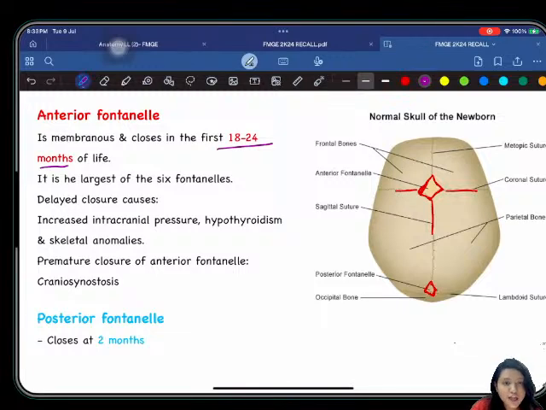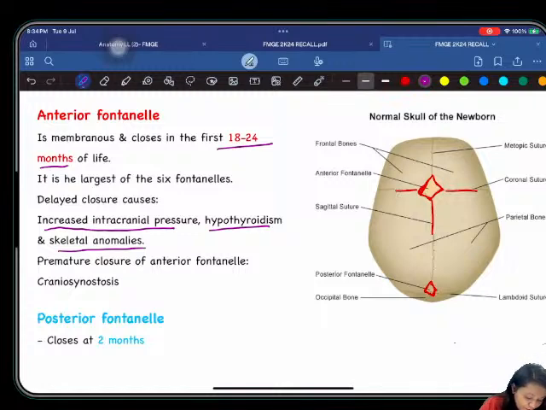Now it is the largest among the 6 fontanelles, and its delayed closure is mostly due to increased intracranial pressure, hypothyroidism, and skeletal abnormalities. If there is a premature closure, it is known as craniosynostosis. Well, this is about the anterior fontanelle, and the posterior fontanelle closes at around 2 months.